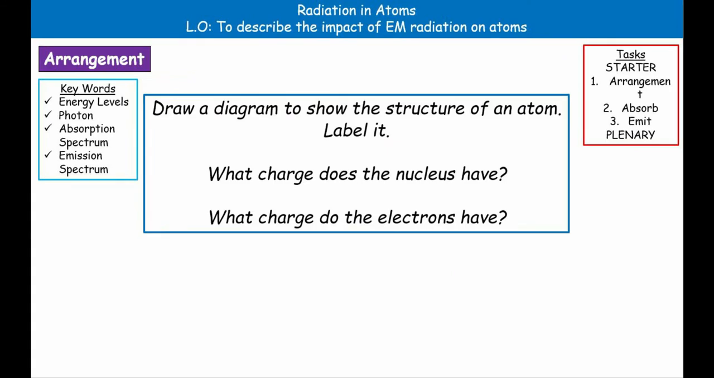Before we go any further today, what we need to do is have a quick recap on some of those facts we've learned through our chemistry and our earlier physics lessons. What I want you to do is draw me a diagram to show the structure of an atom with labels. Then I want you to say what charge a nucleus has and what charge electrons have. I'm going to give you just over a couple of minutes to get that done.